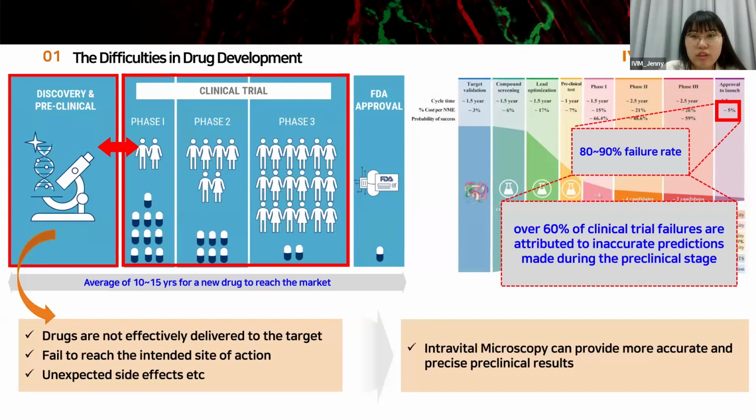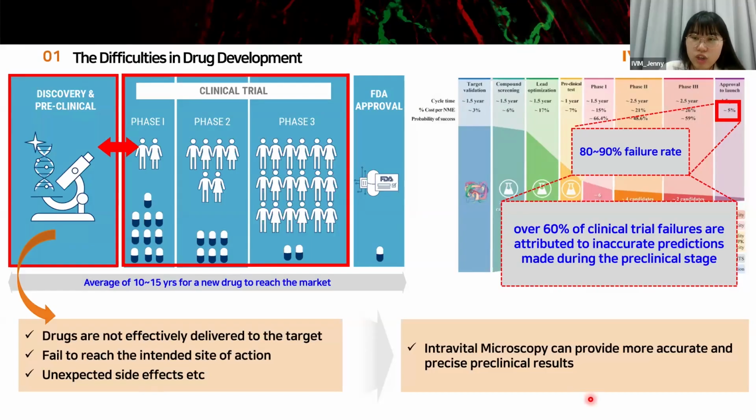There are many reasons for these failures, but a major factor would lie in the discrepancy between the preclinical and clinical trial results. This is largely due to the limitations of conventional preclinical approaches, such as in vitro assays and endpoint-based methods, which often fail to accurately reflect the drug's behavior and efficiency in living organisms. As a result, the drugs may not reach the intended tissues effectively or may not act precisely on the desired targets or even cause unexpected side effects, all leading to failure in the clinical trials.